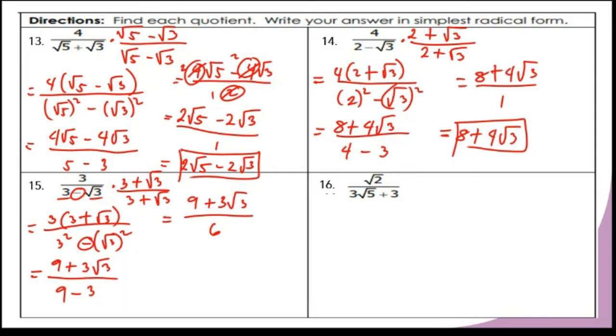There is a common factor between 9, 3, and 6, and that is 3. So we are to divide out all the common terms. So 9 divided by 3 is 3. 3 divided by 3 is 1. 6 divided by 3 is 2. Therefore, the final answer will be 3 plus square root of 3 all over 2. This is the final answer.